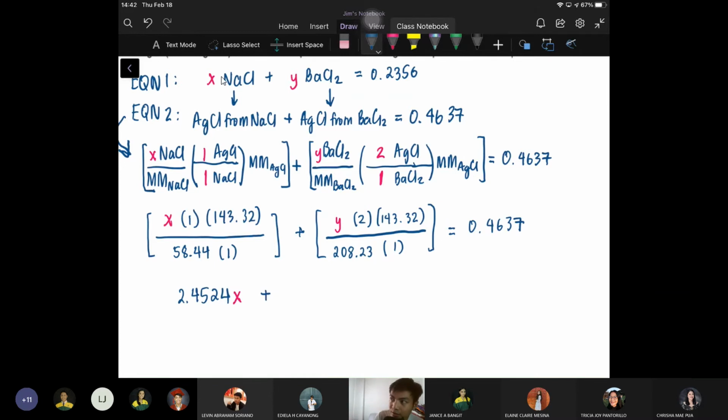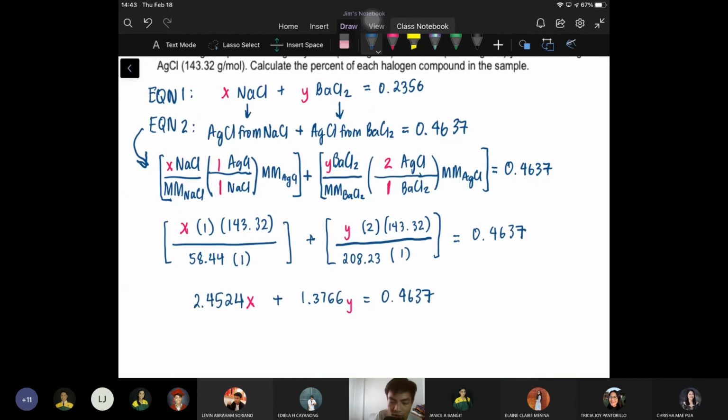Plus, let's simplify this number here. Ito. So that's 2 times this divided by this number. 2 times 143.32 divided by 208.23. So that will be 1.3766y. And that is equal to 0.4637. So I will call this equation 2 prime.